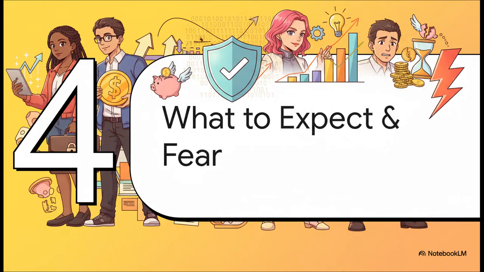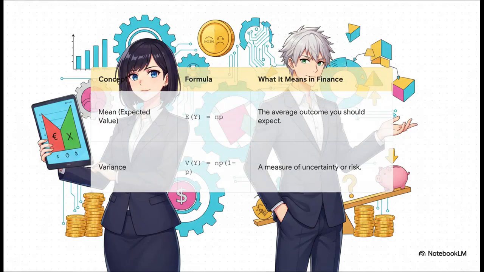So, calculating the probability of one specific outcome is amazing. But what about the bigger picture? What should we expect to happen on average? And maybe more importantly, how much should we worry about the actual results being different from that average? This is where the mean and variance come into play. And honestly, they are beautifully simple.